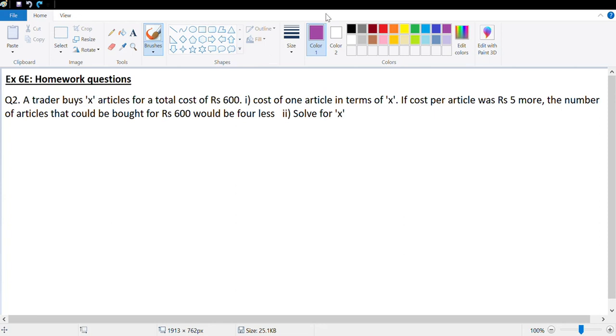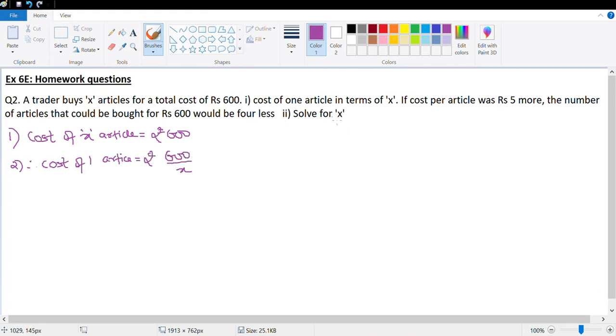First one, question 2. It says a trader buys X articles for a total cost of rupees 600. Find the cost of one article in terms of X. So cost of X articles is equal to rupees 600. Therefore, cost of one article, this is basically unitary method, would be equal to rupees 600 upon X. So first part of the question done, that's rupees 600 upon X.